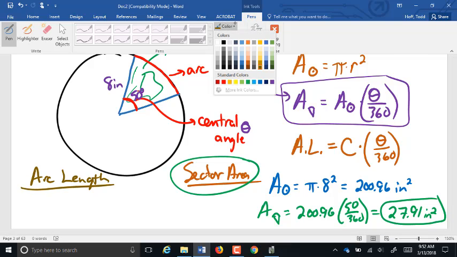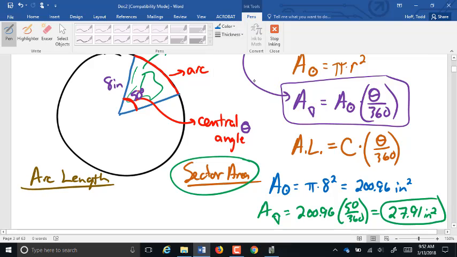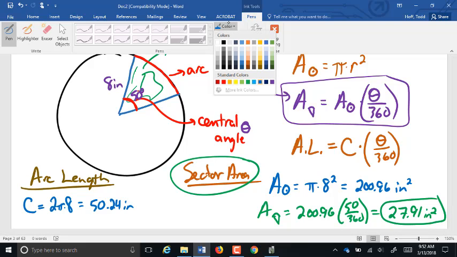What's the first step in finding the arc length? The circumference, which is going to be found by doing what? Is it pi times 8? Why is the 2 there? Perfect. The 8 is the radius, so we have to double it to get the diameter, which ends up being 50.24 inches is that circumference. How do we get the arc length from that?